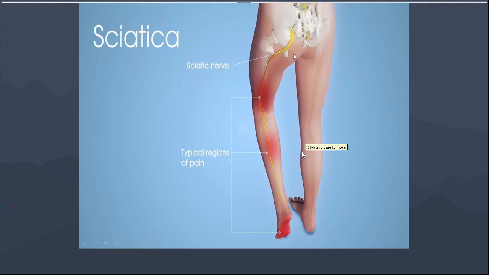Main is the common peroneal part of the sciatic nerve. Mute your mic.